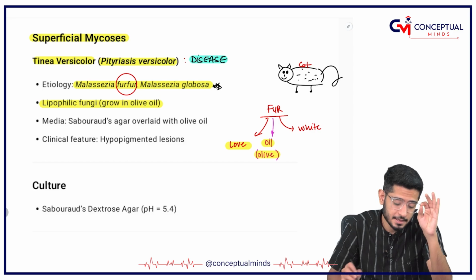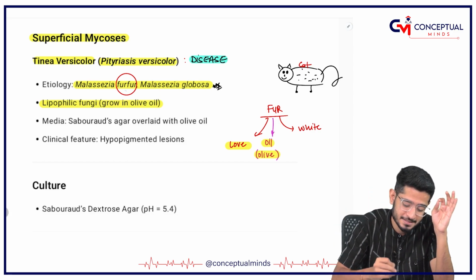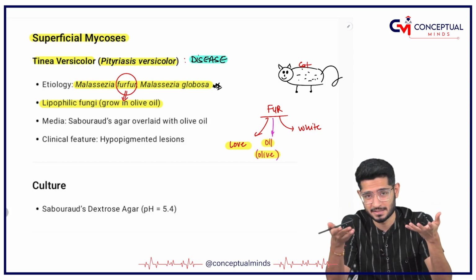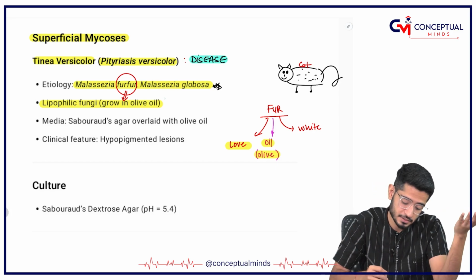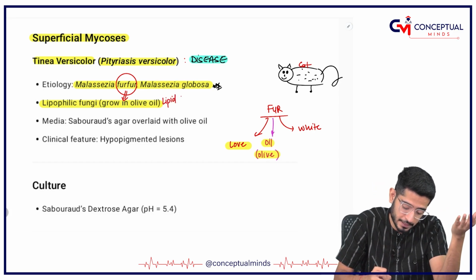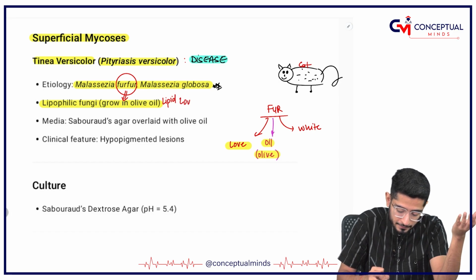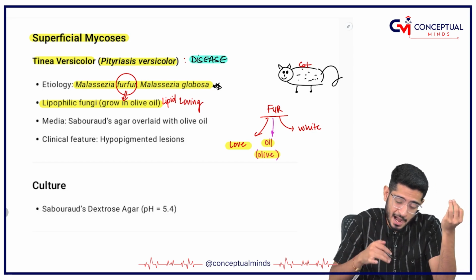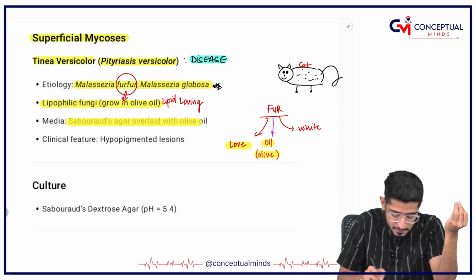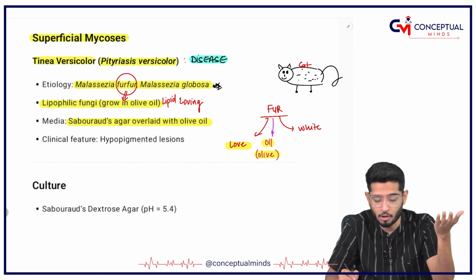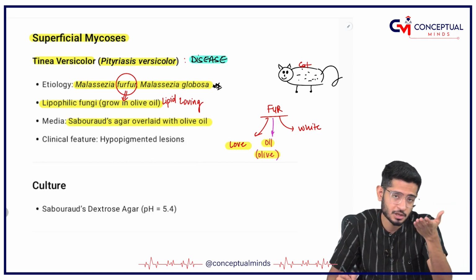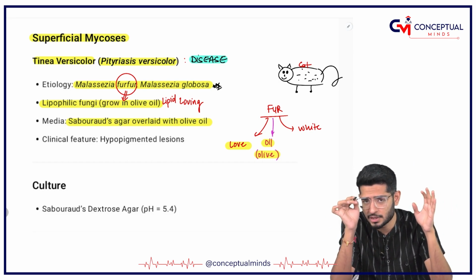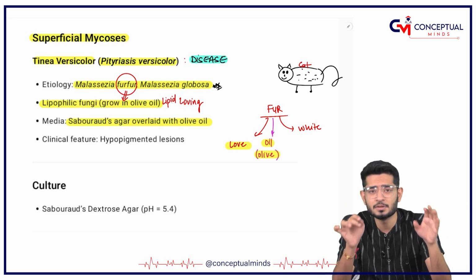Now it's not my cat. It is the Malassezia furfur of which I am talking about, that it is a lipophilic fungus. It loves lipids. Because it loves lipids, it is going to grow in the olive oil. Which is the agar in which it grows? It grows in the Sabouraud's dextrose agar, which is overlaid with the olive oil. This also I have discussed in the second part of the 6th video of general microbiology, that is general mycology. Please go and watch it.